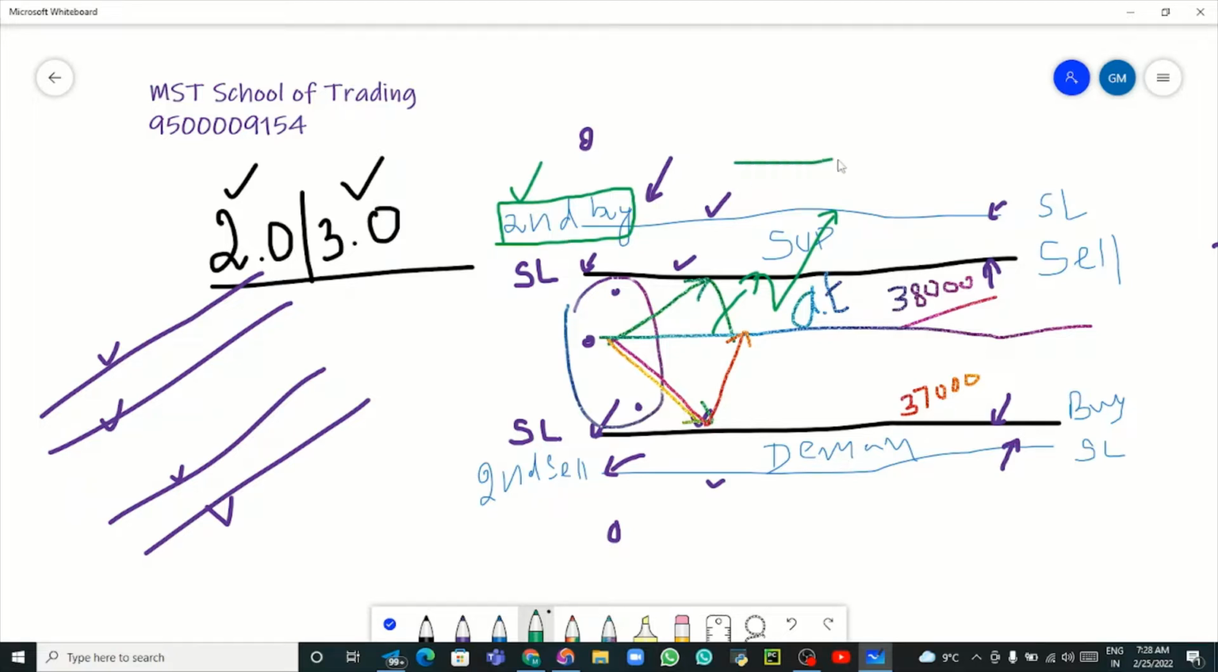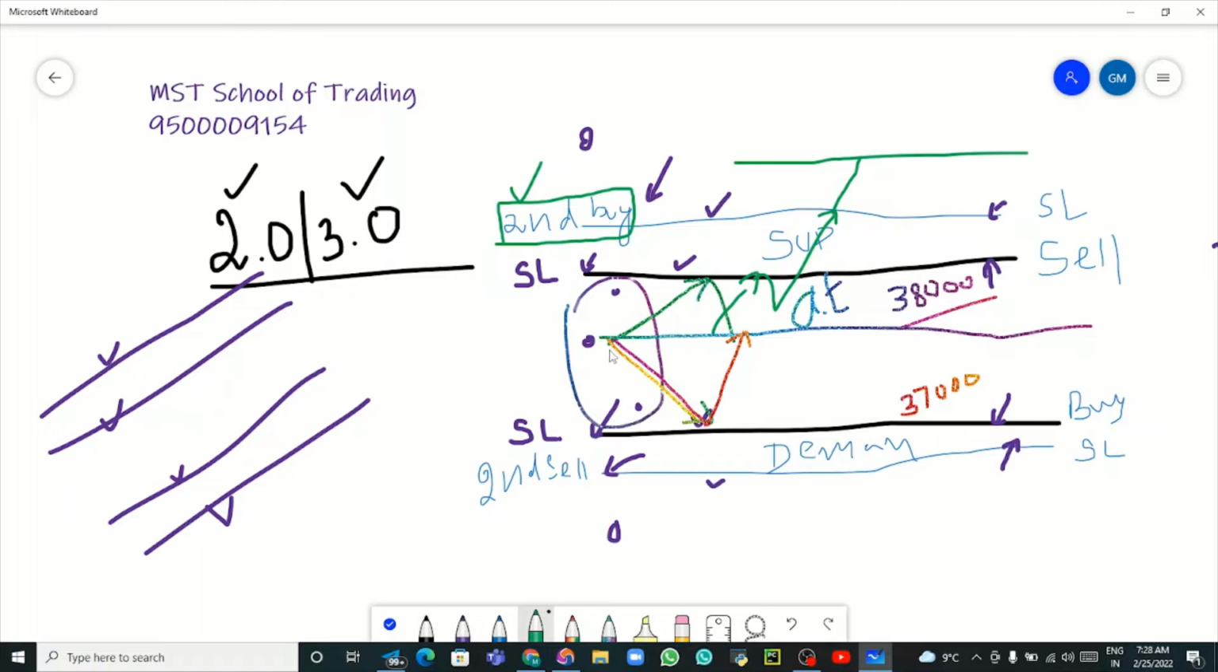Now the first target you have to book. Why first target? You have taken double lot. One lot is to recover your previous loss and one lot is to book the profit for the day. So this is third scenario. Then what about the fourth scenario?